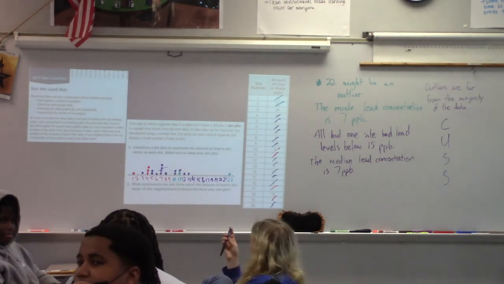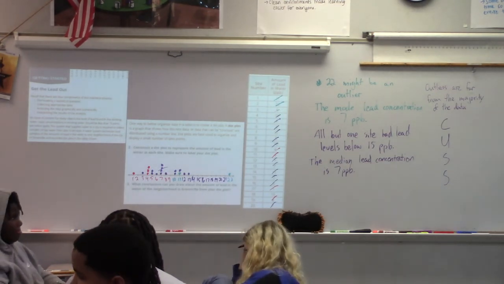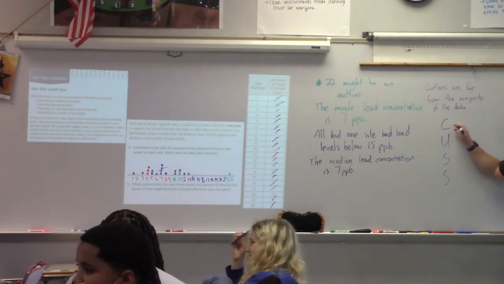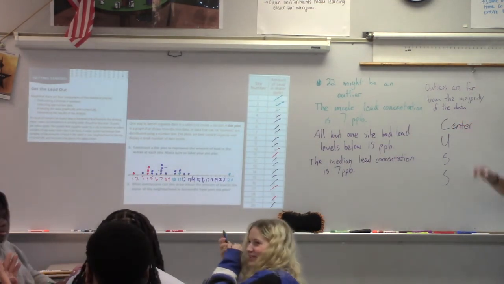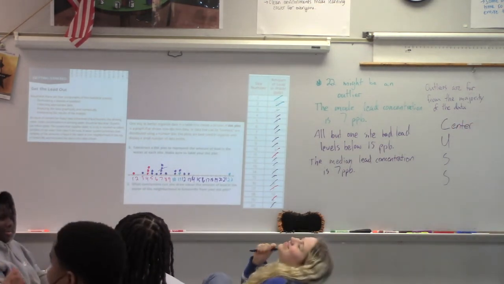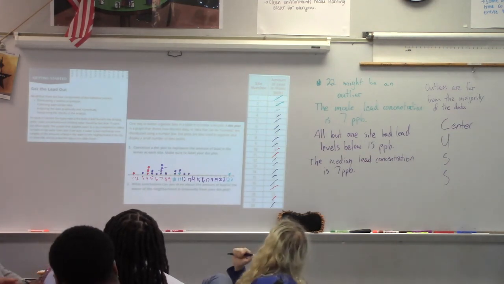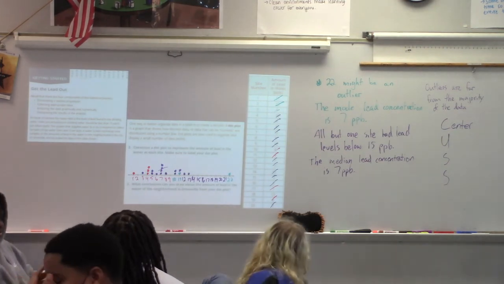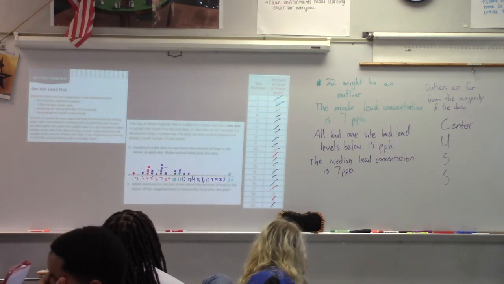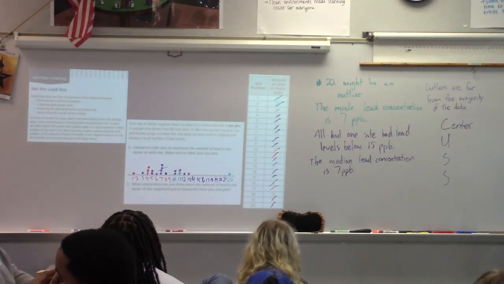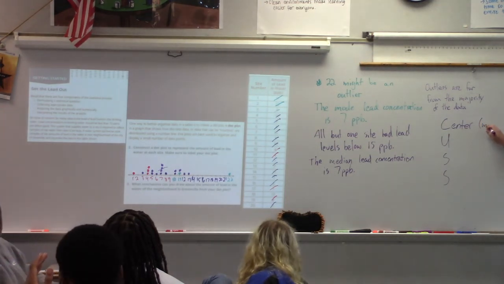Cuss. If you're going to analyze data, what you're going to do is you're going to cuss the data, meaning you're going to look at the center of the data. What are the measurements for centers of data? We already talked about them. The measures for the center. Mean, median, and mode. Thank you.